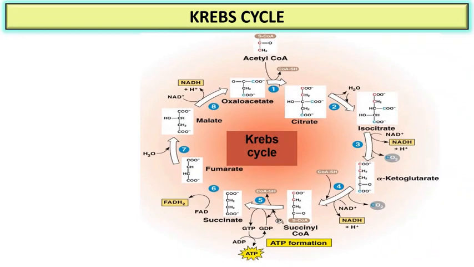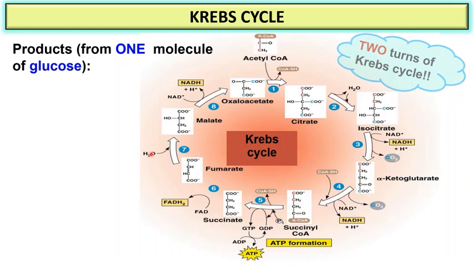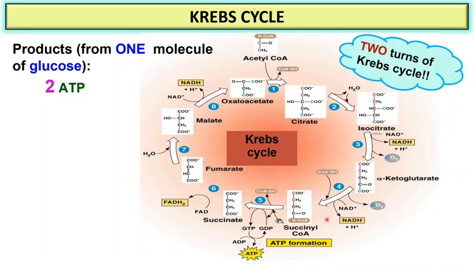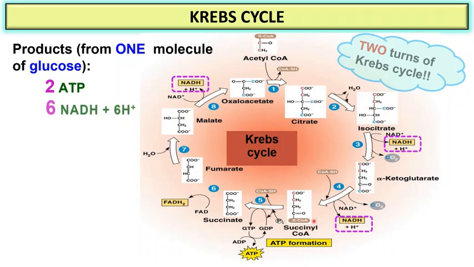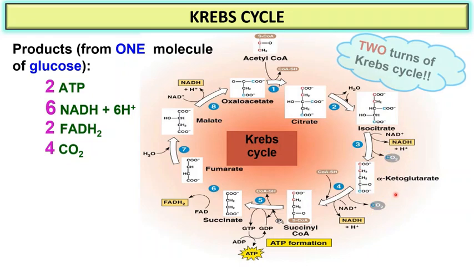This diagram shows that the Krebs cycle involves 8 steps. The products of the Krebs cycle from 1 molecule of glucose, which involves 2 turns of the Krebs cycle, are: first, 2 ATP. Next, 6 NADH plus 6H plus, 2 FADH2, and 4 CO2 is released.